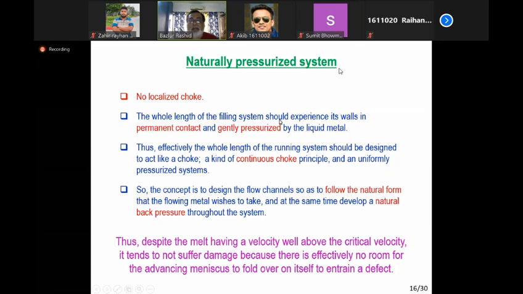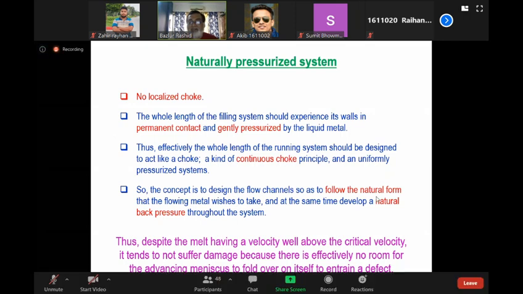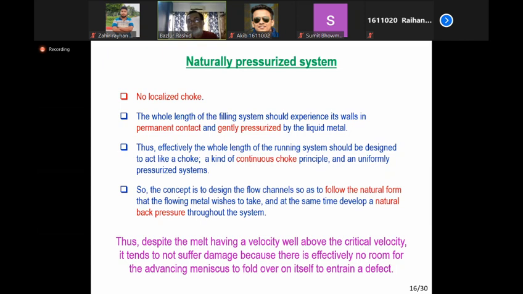So that is the main principle of the naturally pressurized system. Despite the melt having a velocity well above the critical velocity, it tends not to suffer damage because there is effectively no room for the advancing meniscus to fold over on itself to entrain the defect. What we said earlier, that back pressure makes the liquid metal fold back and the oxides get folded in and generate defects, has no opportunity here, because the liquid metal gets no chance to move, so it is forced to go straight ahead.